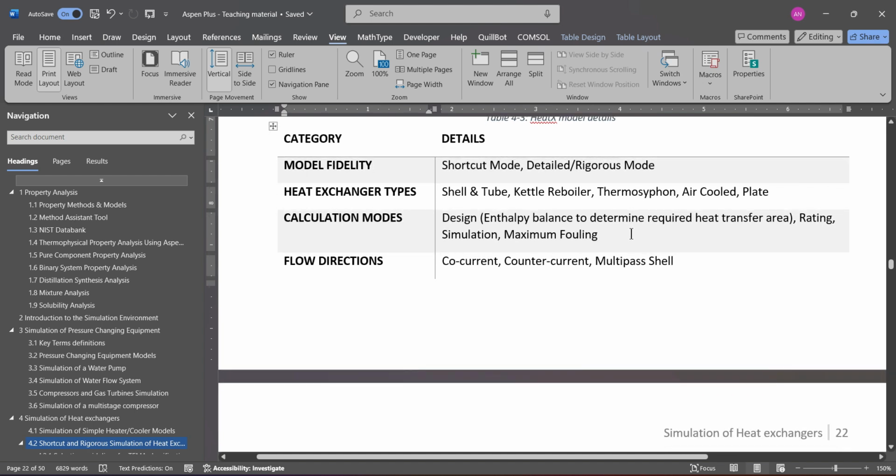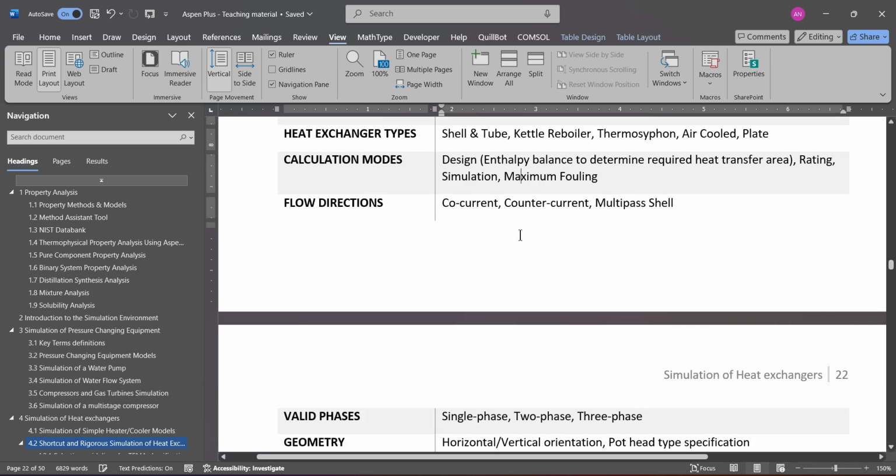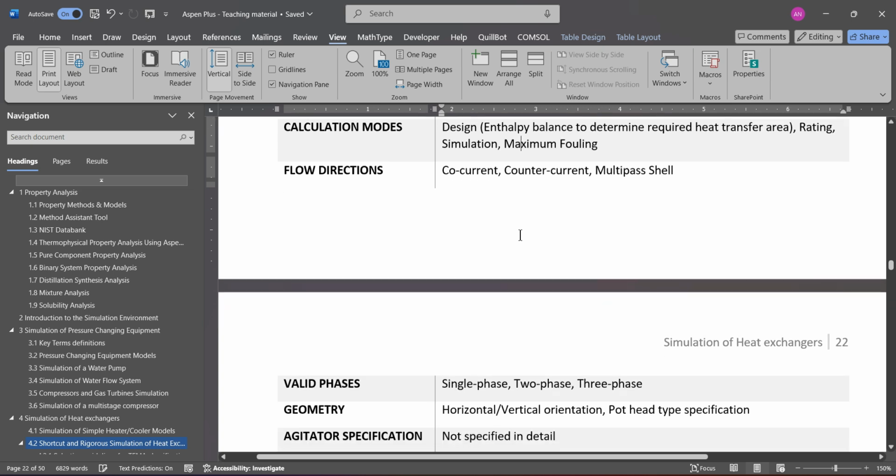Calculation modes, again the first three, the design, rating and the simulation, these are the common ones, but still there is another calculation mode where we can determine the maximum fouling for the given heat exchanger service. Flow direction can be co-current, counter current and multi-pass.